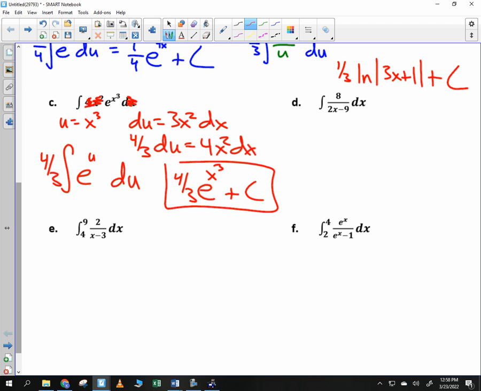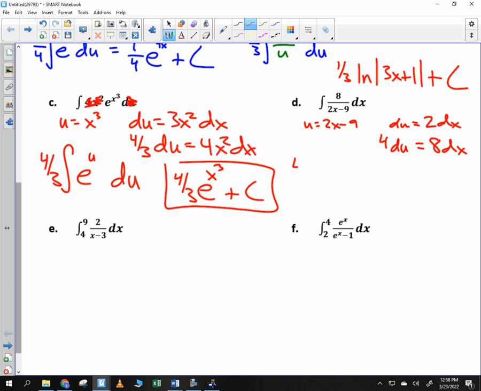In this situation, don't let the 8 scare you. U is equal to 2x minus 9, and du is equal to 2 dx. Now, you could say I want a 1 dx, or you could say you want an 8 dx. It's going to work out either way. I chose to multiply by 4. So 4 du is equal to 8 dx.